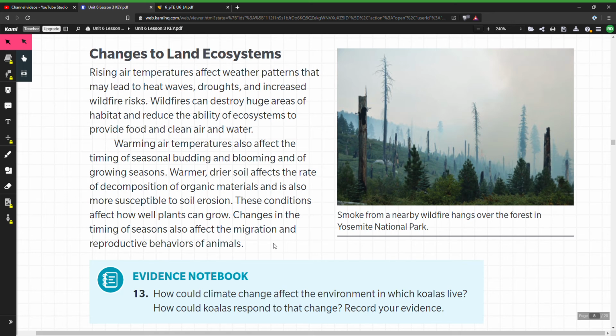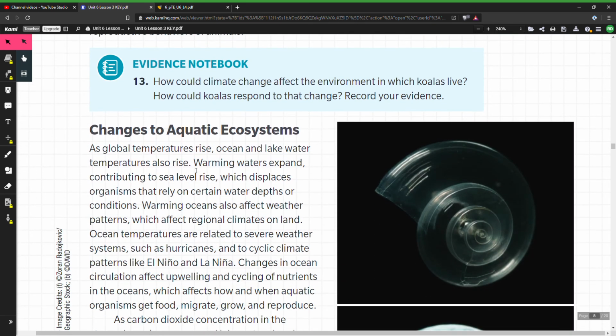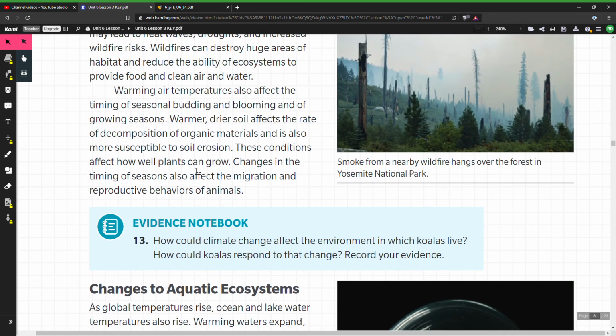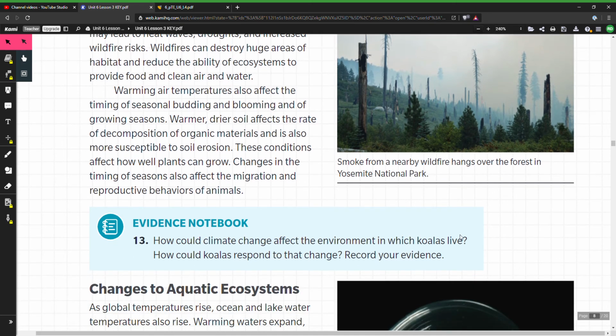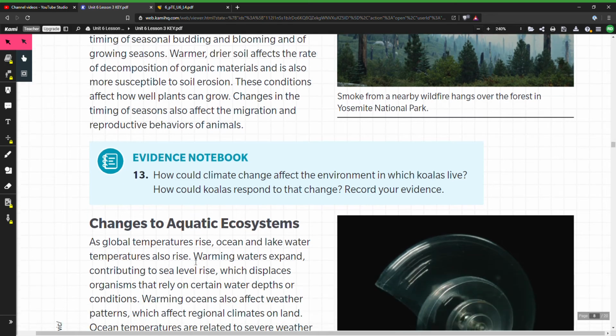Let's see. Okay, so changes to land ecosystems. This talks about some changes in land, like if there's a fire, how can that affect things? It looks like I didn't type this out. So how could climate change affect the environment in which koalas live? How could koalas respond to that change?